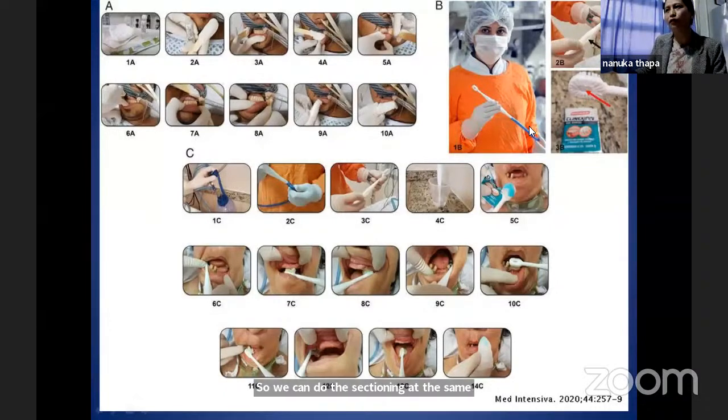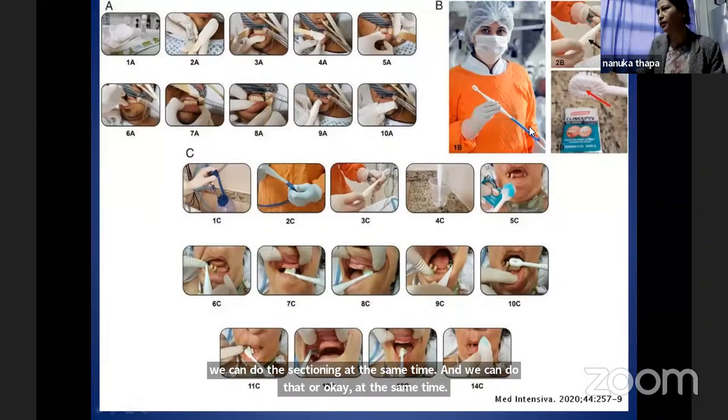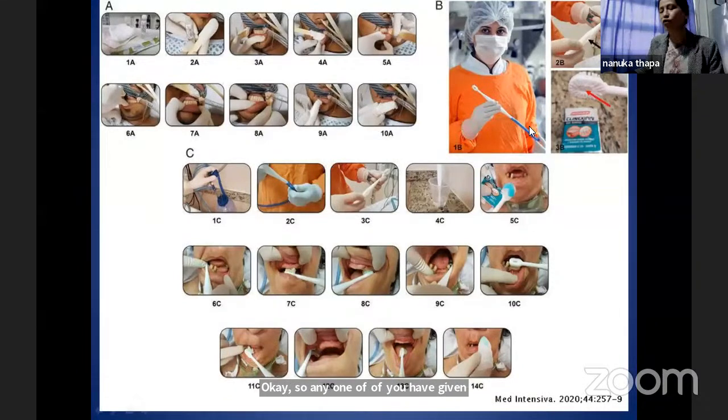Has anyone of you given oral care to an intubated patient with a toothbrush? Can you give the answer? Okay, so these are new things which you can learn.